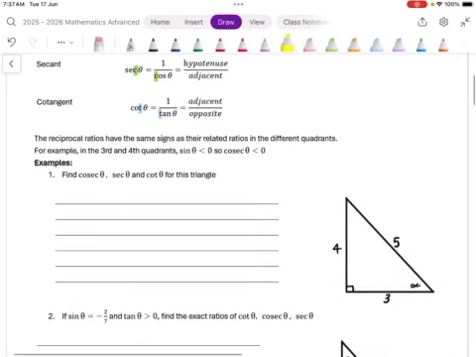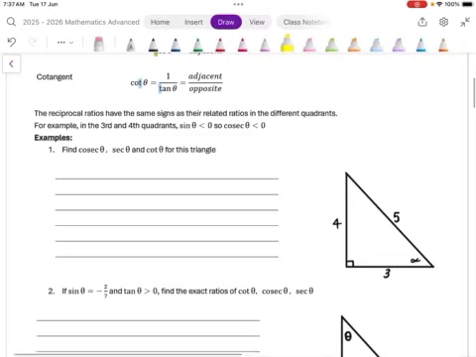What we're going to do for our first example is find cosec theta, sec theta and cot theta for this triangle. The triangle actually has an alpha there, but that does not matter. We are still talking about this angle here. So what we need to do is label the sides of our triangle to start off with. We have our hypotenuse, our opposite side, and our adjacent side.